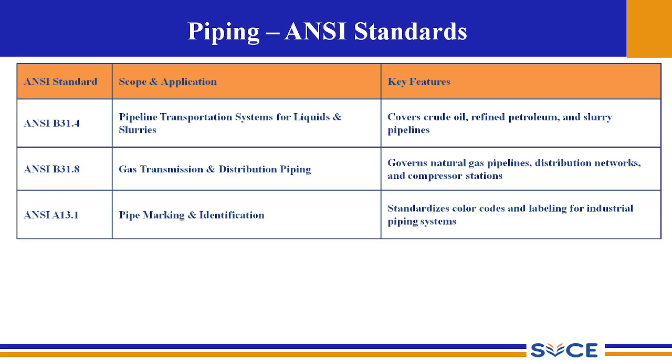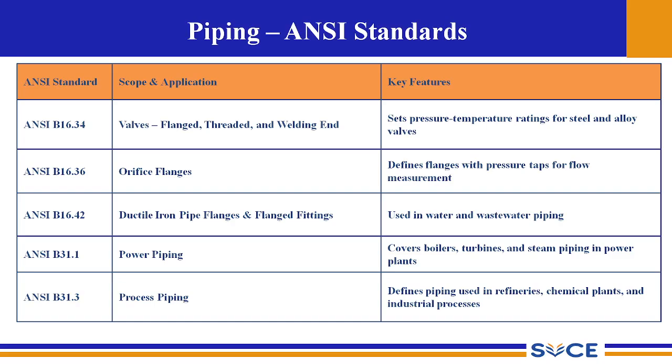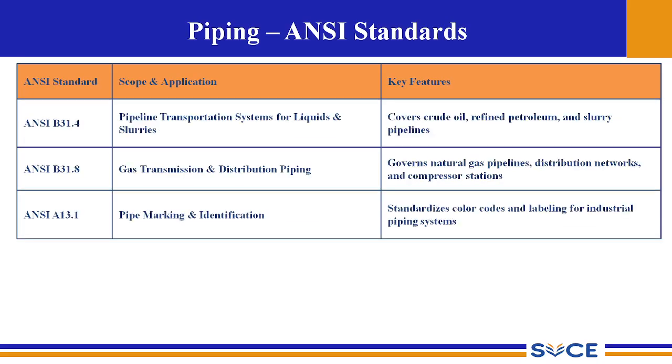We have a few more for the piping marking and identification, gas transmission and distribution piping, pipeline transport systems for liquids and slurries, then process piping, power piping, orifice flanges, and valves, threaded, flanged and welded end valves. And the key features of these ANSI standards are also tabulated in this slide.